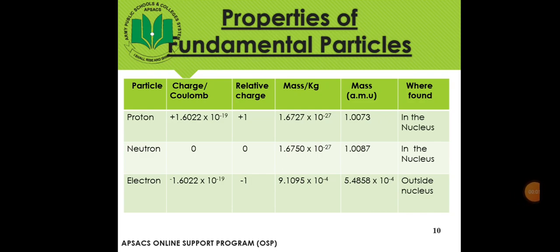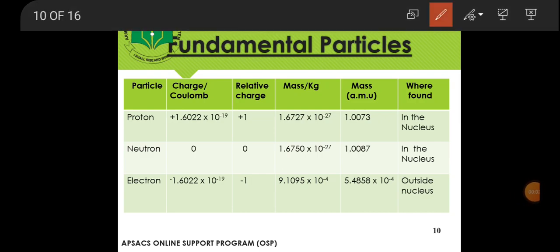Let's discuss the properties of fundamental particles. Proton has a charge of plus 1.6022 × 10^-19 coulomb. It has a relative charge, that is absolute charge, of plus 1. The mass of proton is 1.6727 × 10^-27 kilogram, and the mass in AMU, atomic mass unit, is 1.0073, and it is present in the nucleus.